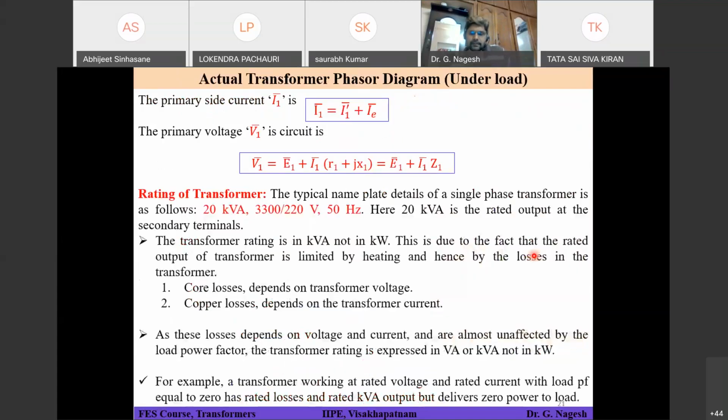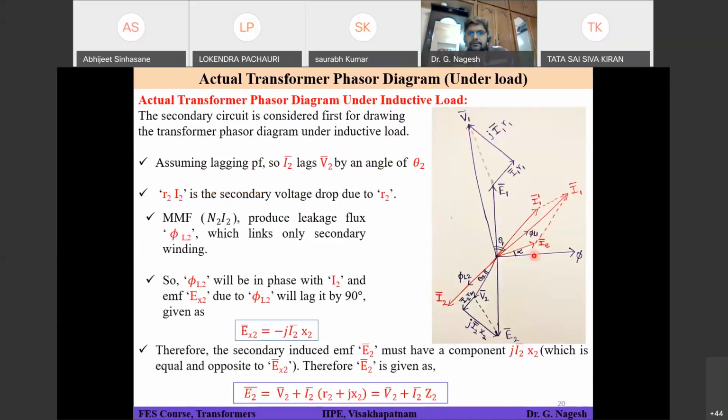Sir, I_E will never be 0, even for an ideal transformer. Because the job of I_E is, if you resolve I_E into two parts, one is I_C and another one is I_M. Out of these two, which one will supply core losses? One is I_C, another one is I_M. Which one will supply core losses?